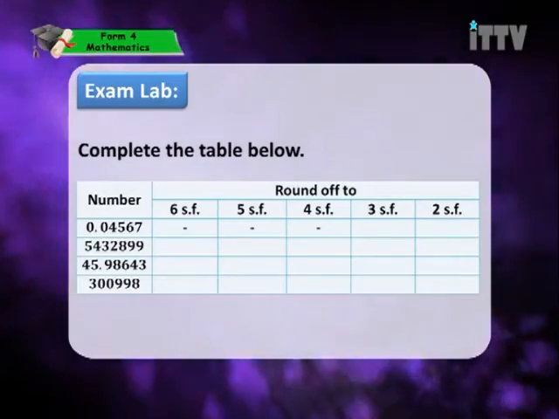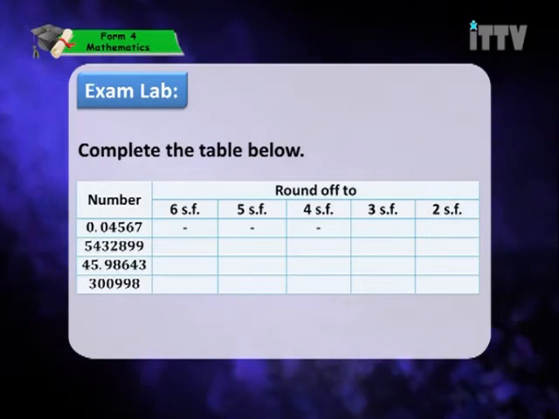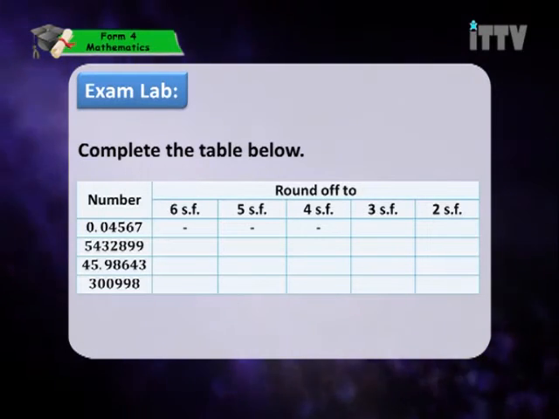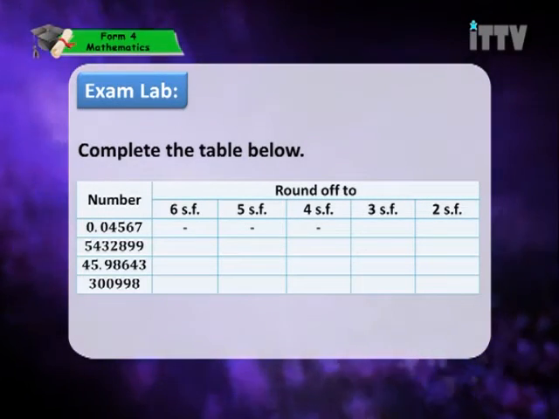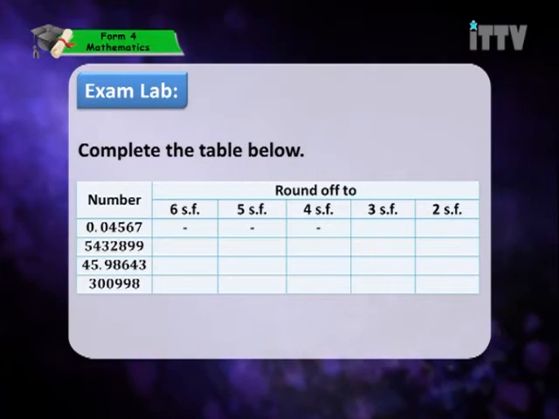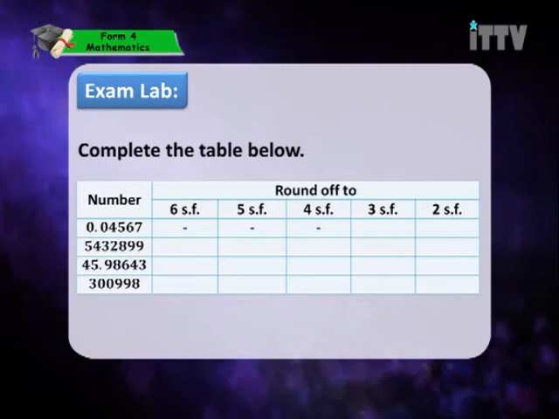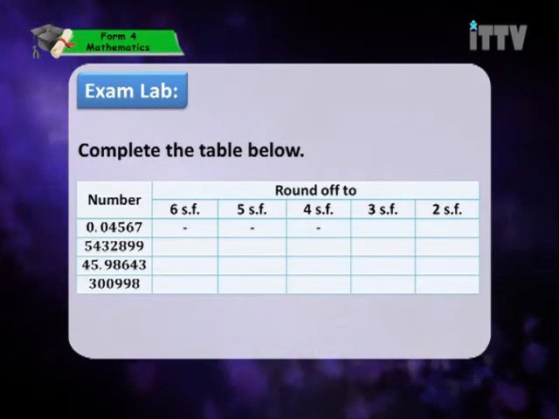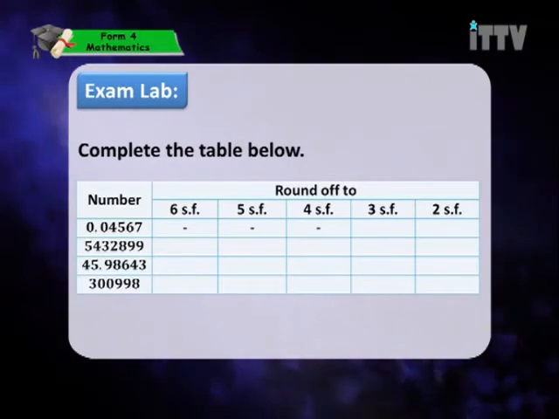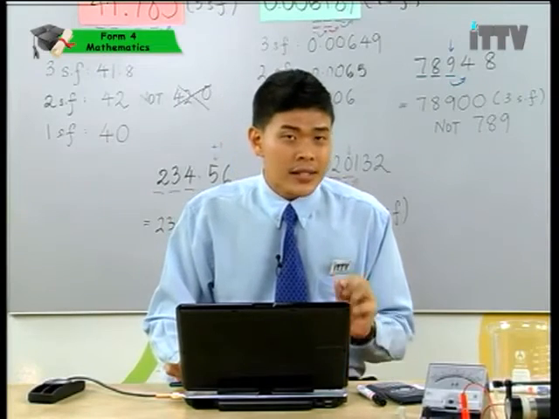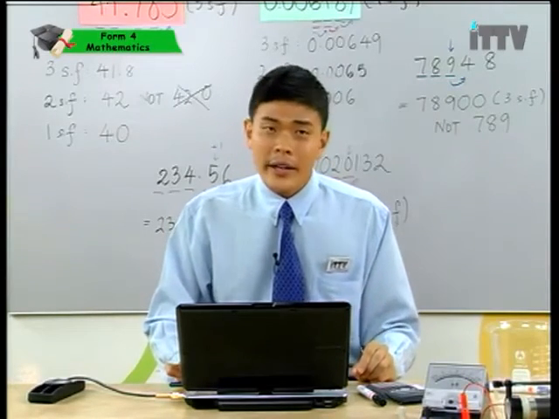And why don't we look at the next set of questions? Okay. Can you please complete the table below and round off the following numbers on the left to the stated amount of significant figures? Alright, you'll have some time and please try it. Alright, I'm sure you have done. Okay, remember, look at the number of significant figures that is required and then apply the same method as you have learned in case 1 and case 2.